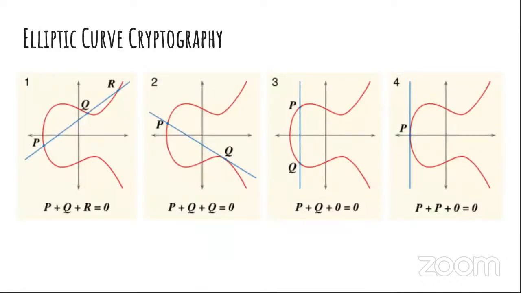There's the elliptic curve, using two points on the same curve grouped together into an algorithm.